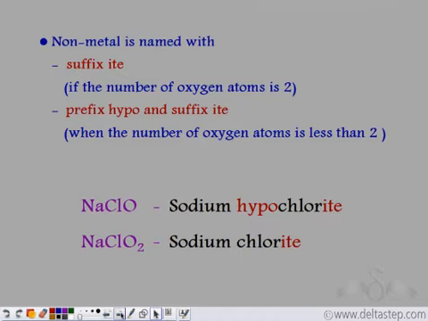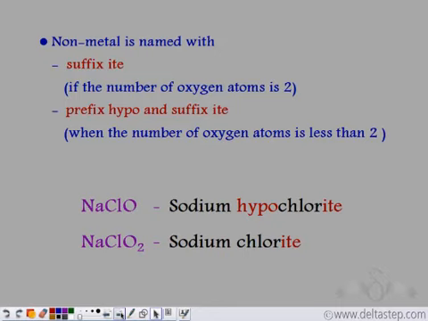So for this, the first rule says that the non-metal, in this case chlorine, is given the suffix "ite" if the number of oxygen atoms is 2. In this case, you see that the number of oxygen atoms is 2. Sodium remains as it is. The non-metal is chlorine. It's given the suffix "ite." So it becomes sodium chlorite.